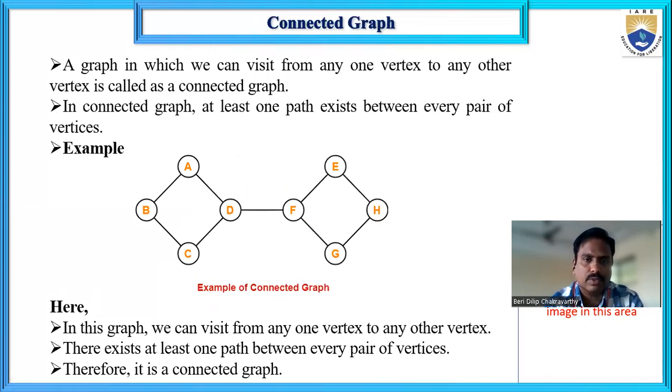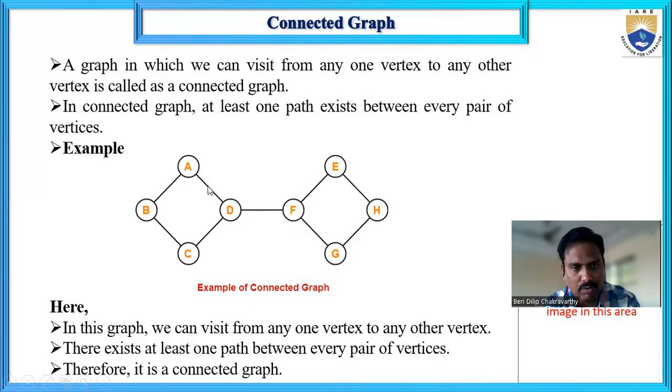Next, connected graph. A connected graph is a graph in which we can visit from any one vertex to any other vertex. Suppose from A I can move to any vertex in the graph, then we say it is a connected graph. In a connected graph, at least one path exists between every pair of vertices. So at least one path will be there.